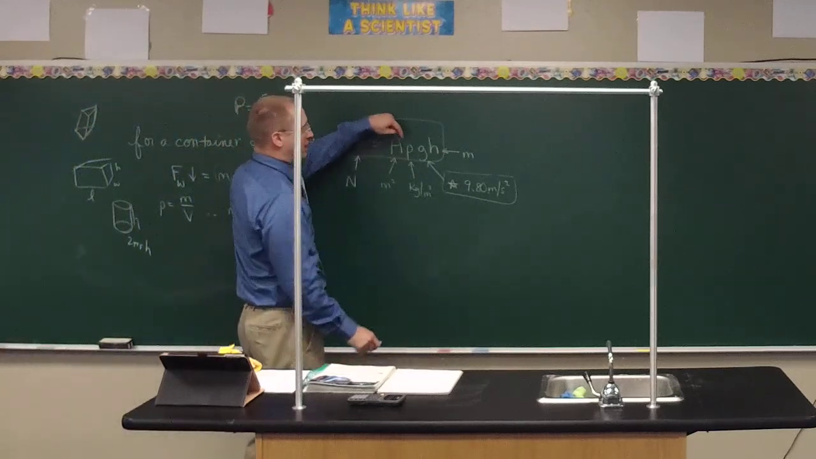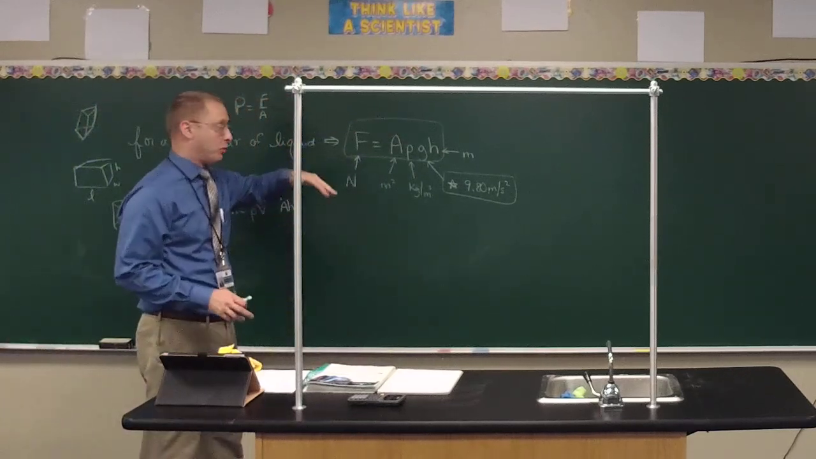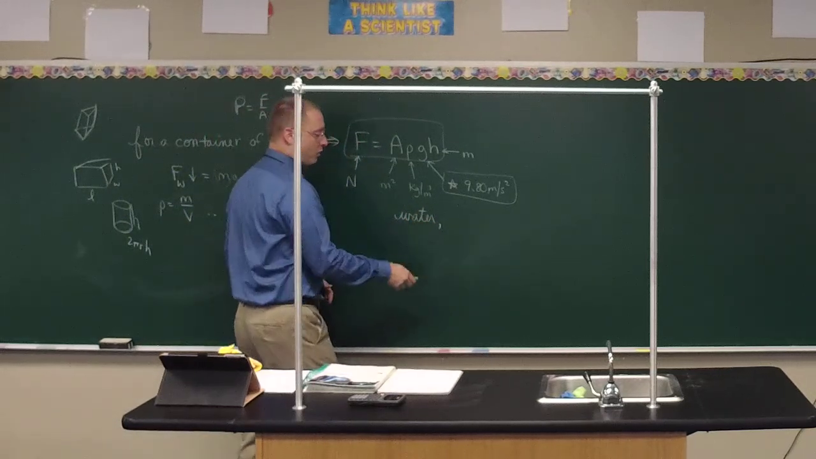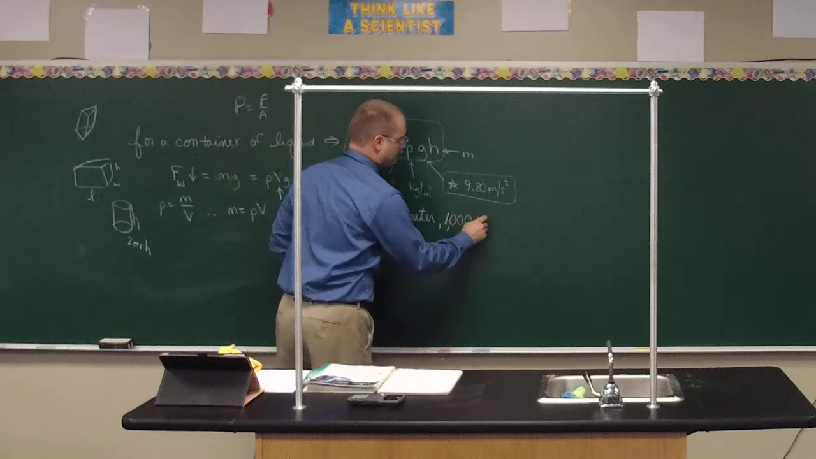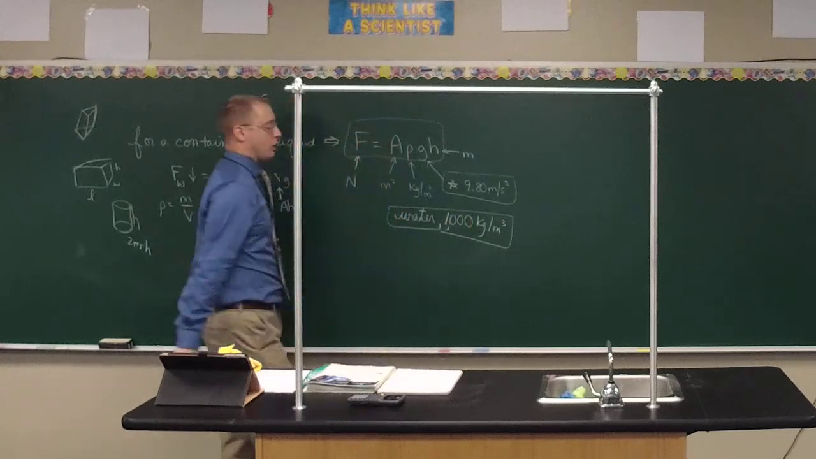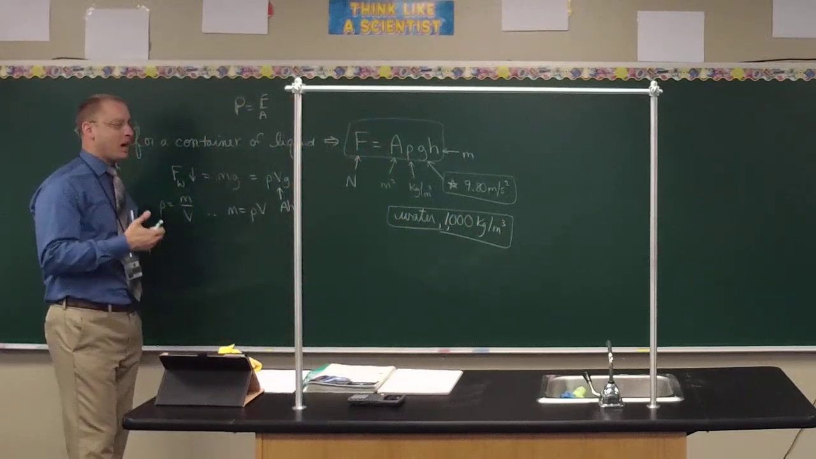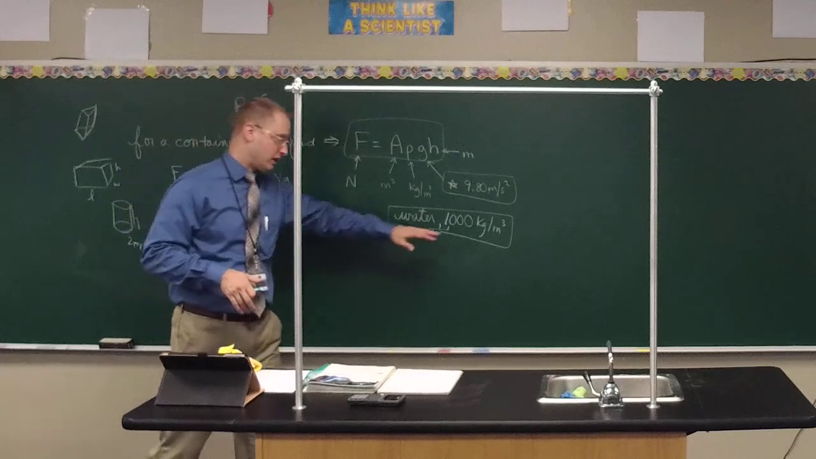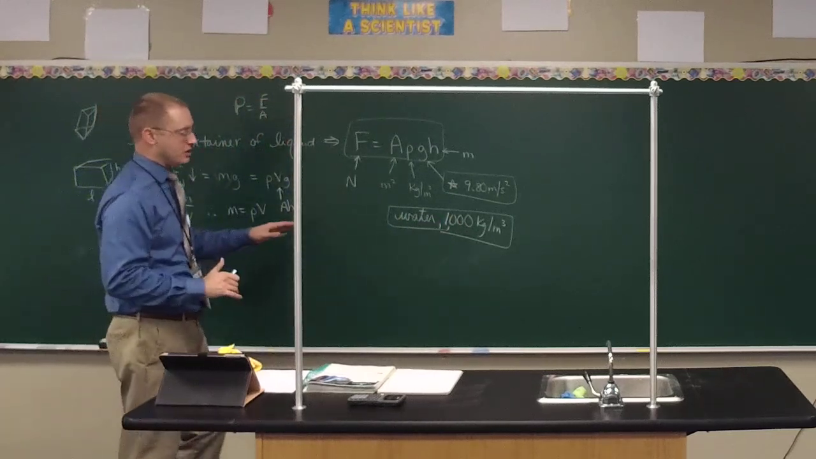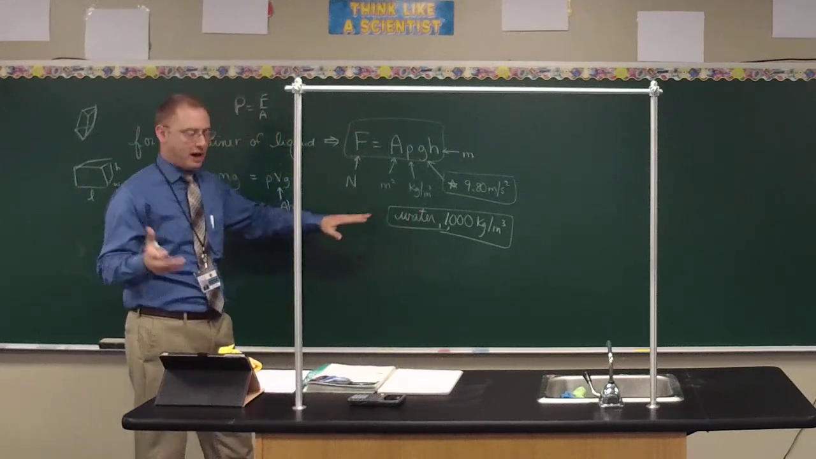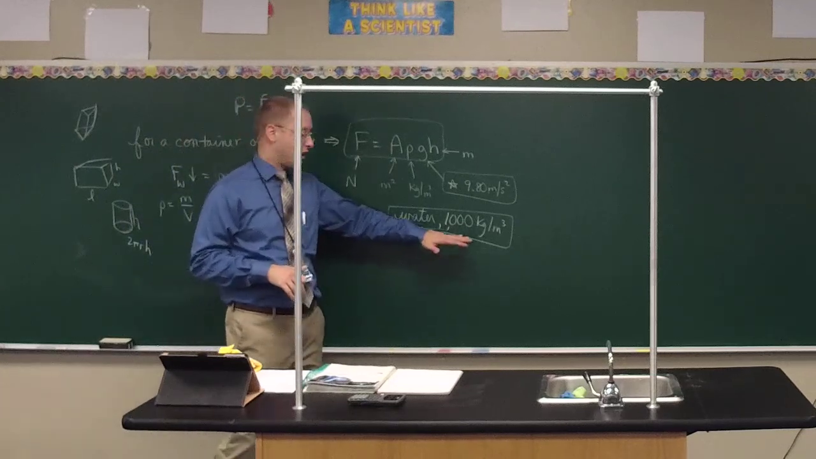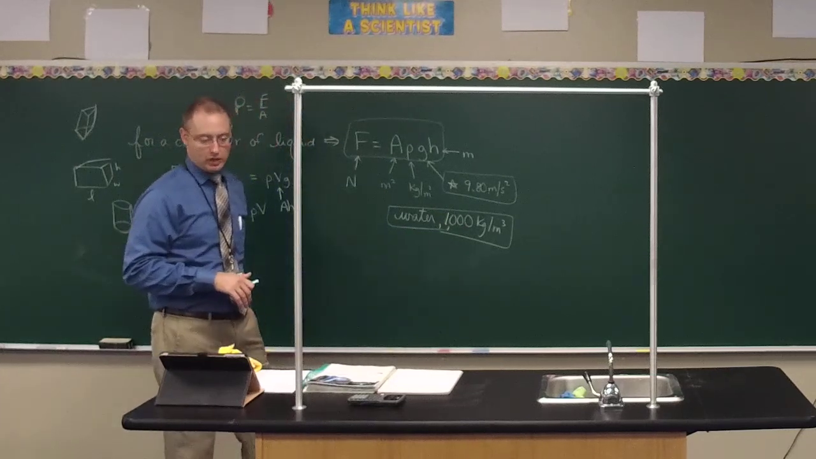Oftentimes, we'll be using pure water, or assuming pure water, for our liquid. If we have water, from your homework reading, that number is going to be 1,000 kilograms per cubic meter. Obviously, what's in the water could change that number. Seawater is going to have a little higher density than that, but unless it specifies otherwise, we're going to assume 1,000 kilograms per cubic meter.